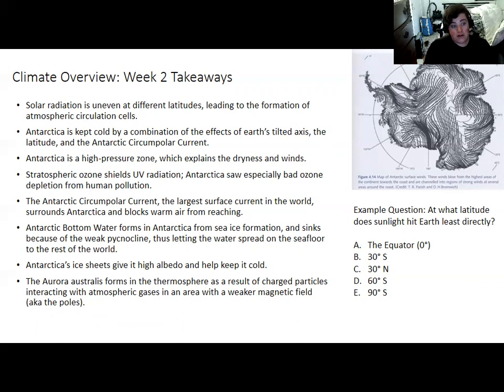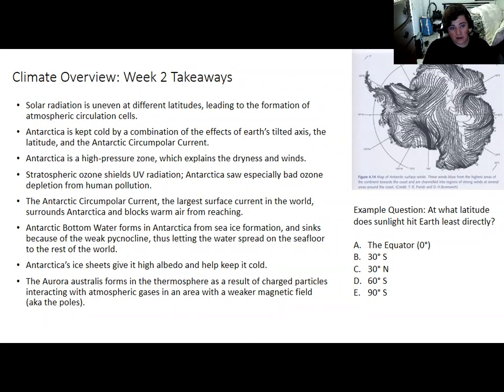Antarctica is kept cold by a combination of the effects of Earth's tilted axis, because since Earth's axis is tilted and since it's always pointed, at least over geologic time, in the same direction, that means that for part of the year, one of the poles is going to be mostly in light and the other pole is going to be almost in complete darkness. Then during another part of the year, that situation will be reversed.